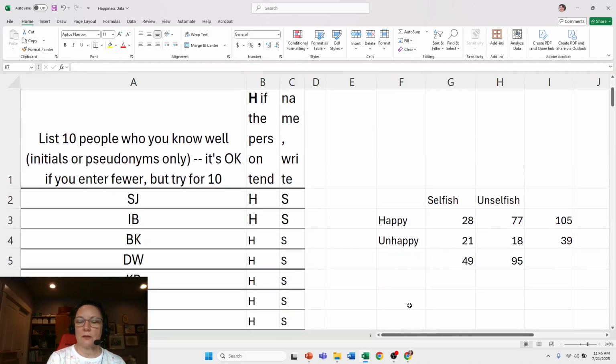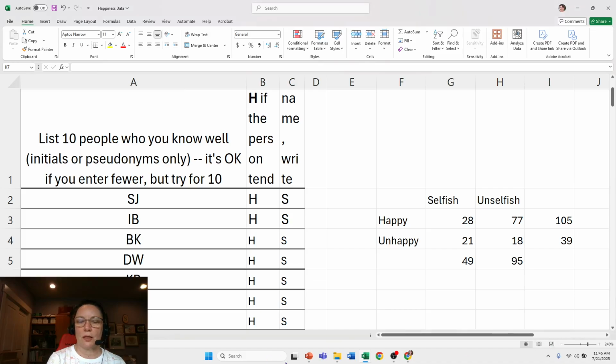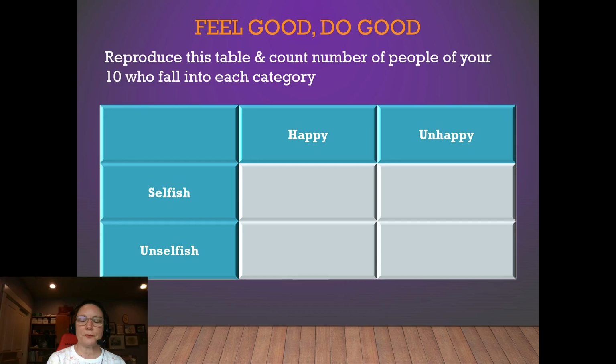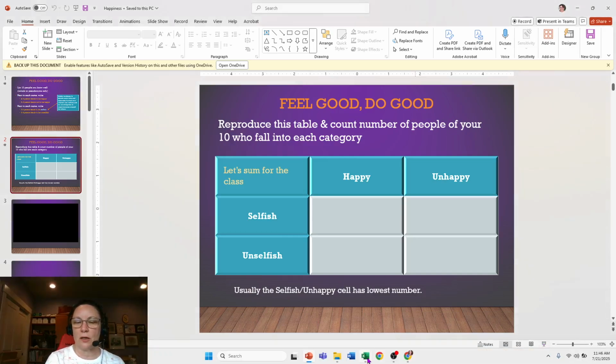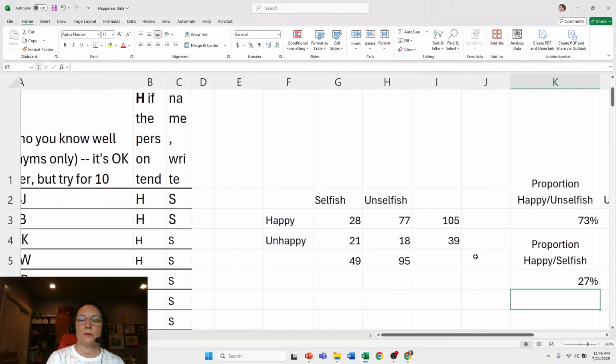And I put that all into this little matrix. This is replicating, like I said, what I would do in class, where normally I would show this little matrix where we have the selfish and the unselfish on the rows, and we have happy and unhappy on the columns, and we compile the class's data, right? So that's what we're doing, our little mock-up of this demonstration. All right, so I've made the little matrix.